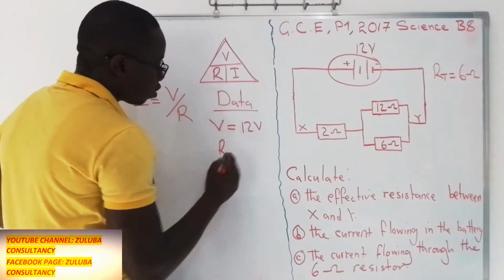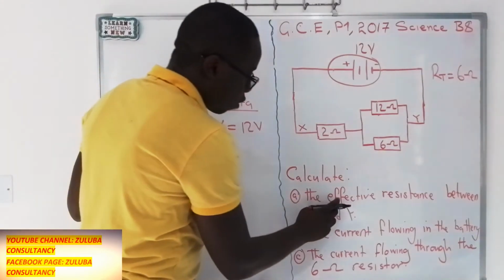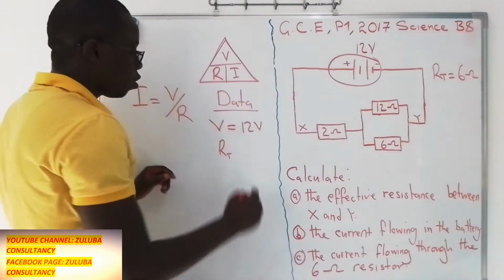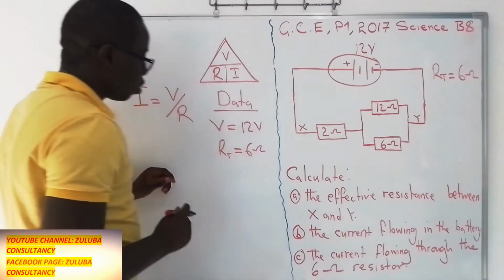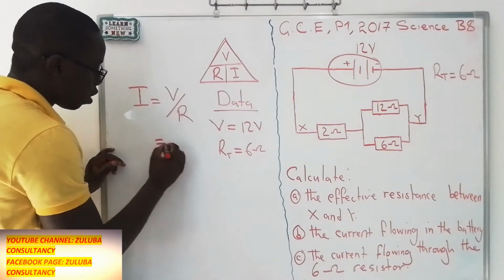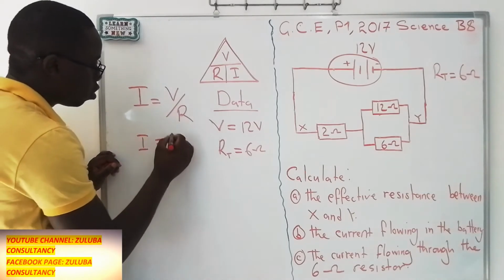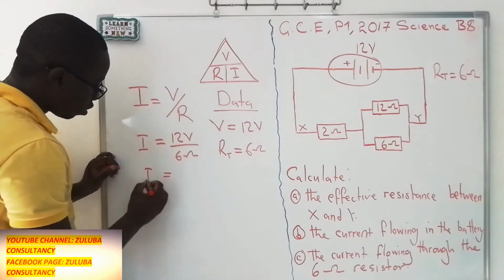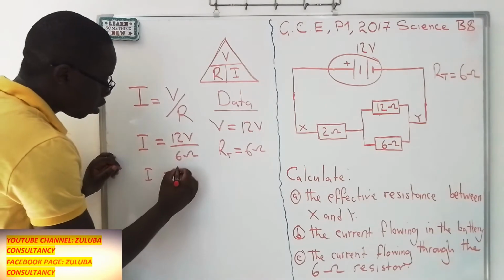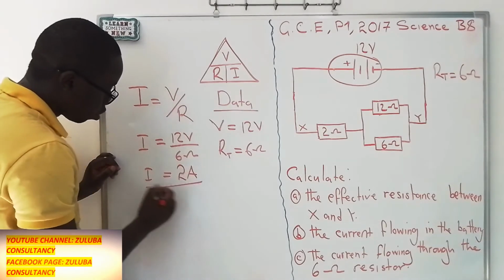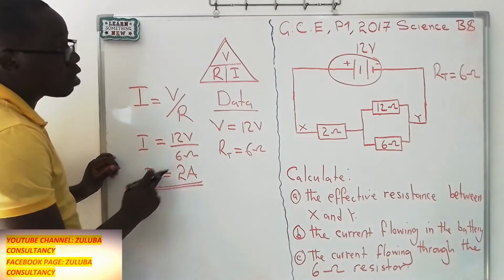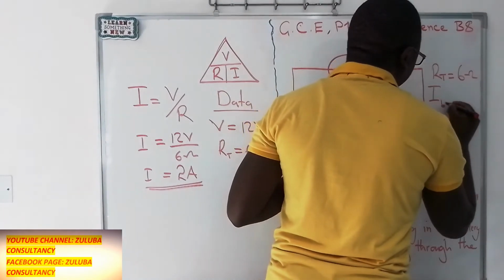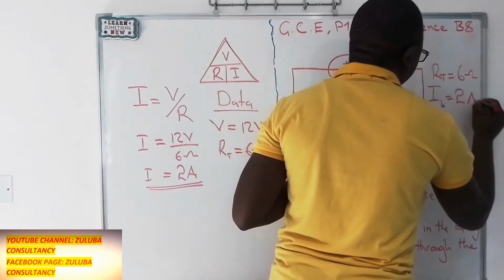Then when we look at resistance, this is the effective resistance that we found in part A. So the effective resistance that we got is 6 ohms. So we can now put these two values in our equation. We are saying current is equal to 12 volts divided by 6 ohms. So current is equal to 12 divided by 6. It gives us 2 amps. So this is the current that is passing through this battery. And we can put this information here to say the current passing through the battery is equal to 2 amps.